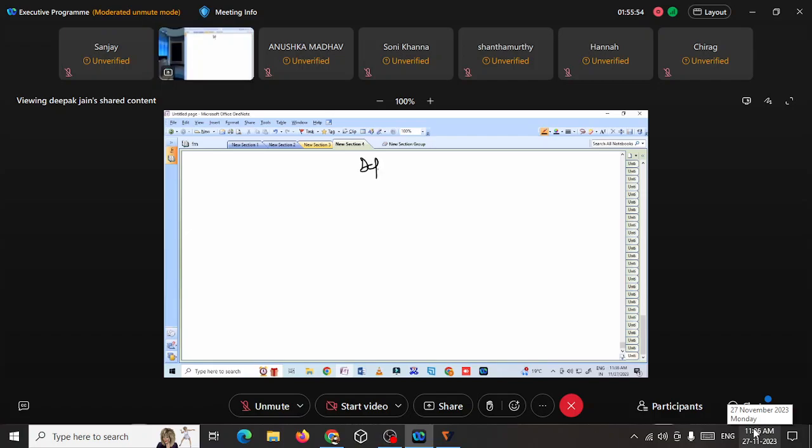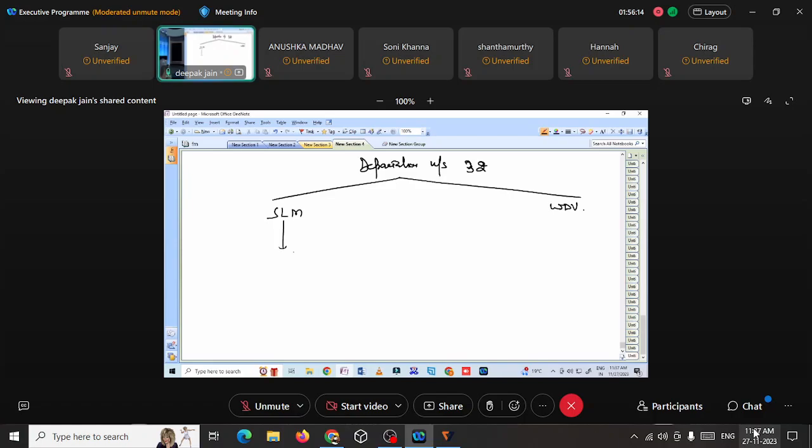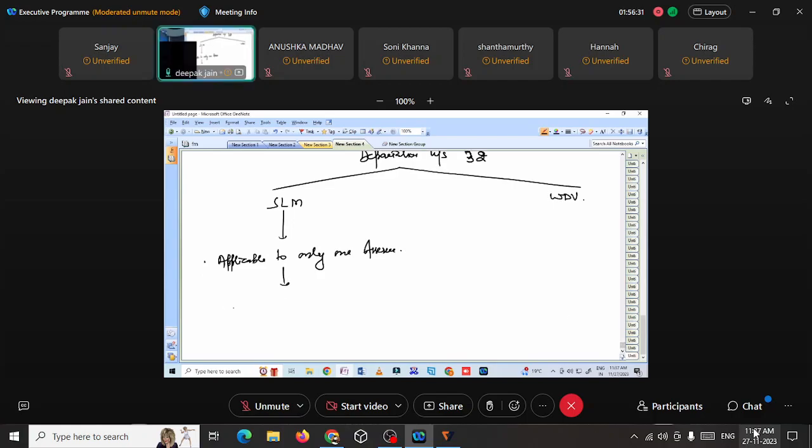Depreciation under section 32. Under Income Tax Act, beta, there are two methods of depreciation, SLM and WDV. SLM is available only for one assessee. Which assessee, beta? Any idea? Power generation. Good.